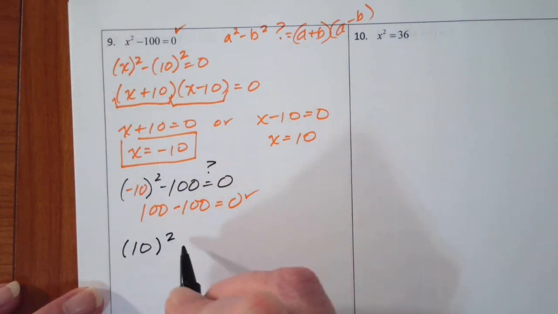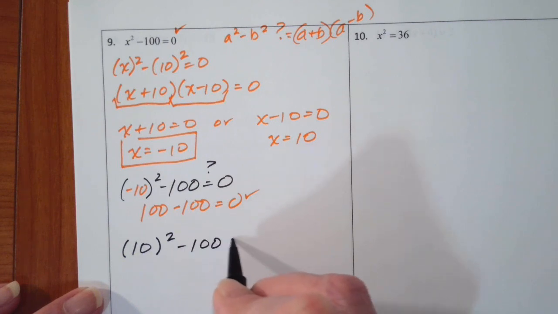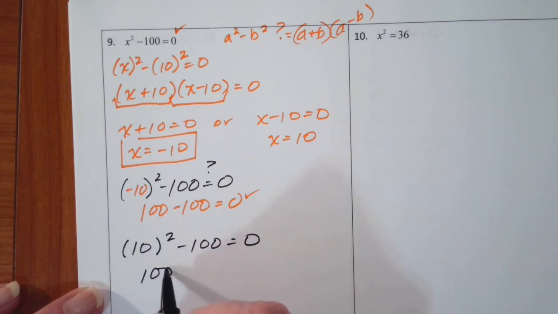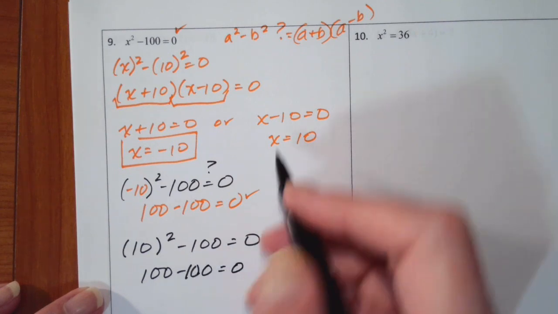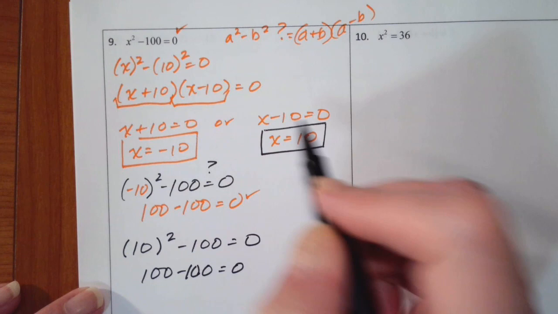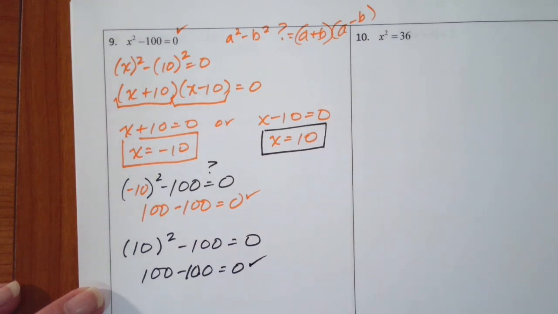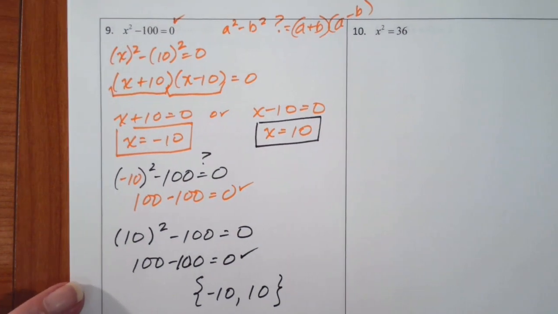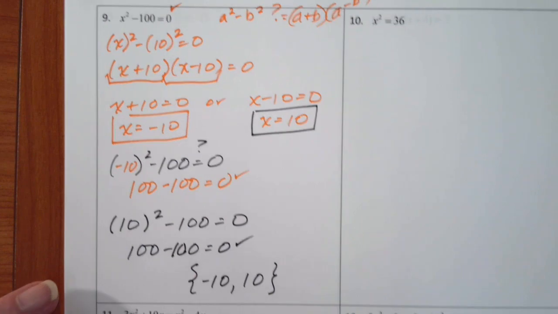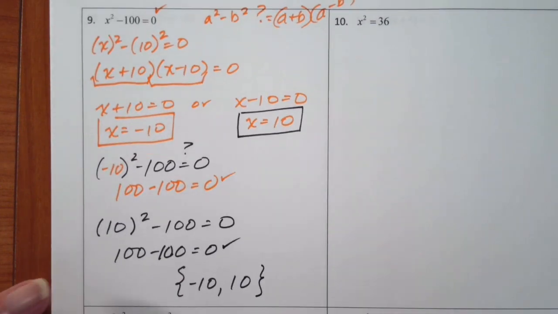Now I want to check if 10 squared minus 100 equals 0. 100 minus 100 equals 0. So this one checks as well. And my solution set would be negative 10, 10. Now, later on in the year, we'll learn a different way to do this that may make it a little bit easier.